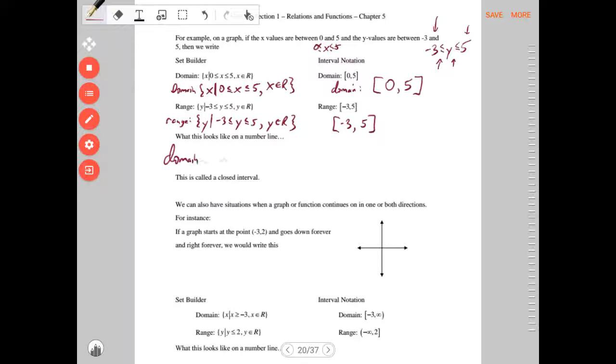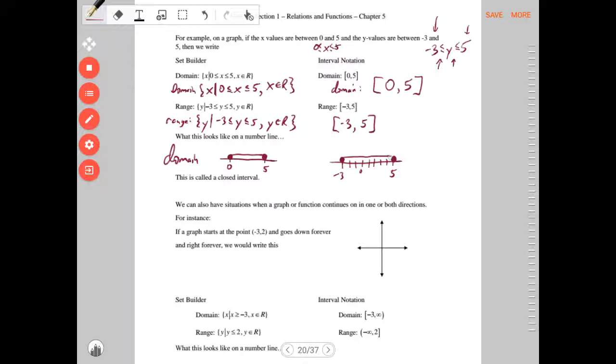For the domain, we go from 0 all the way up to 5. I can equal 0, so we have a closed dot. I can equal 5, so I have a closed dot, and we just have every number in between. For the range, we go from -3, -2, -1, 0, 1, 2, 3, 4, 5. So 0 up to 5. I can equal -3, I can equal +5, and I am every number in between.